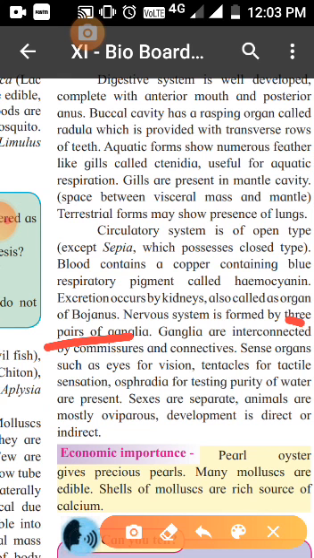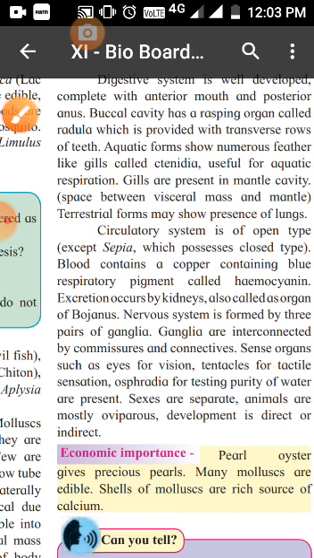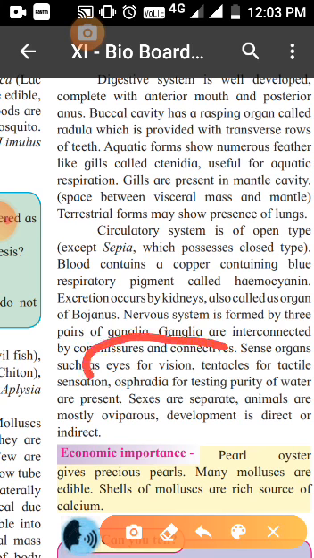What kind of sense organs do they have? They have eyes, tentacles, and osphradia. I'll just mark it once again. What are the different sense organs present in Mollusca? One is eyes. What is the benefit of eyes? It is used for vision. So next to eyes you can write as a function of eyes: vision, for seeing. Tentacles are for checking tactile sensation. How many sediments there are, whether the water is good enough or not, how much impurity is present, all that can be tested by the tentacles.